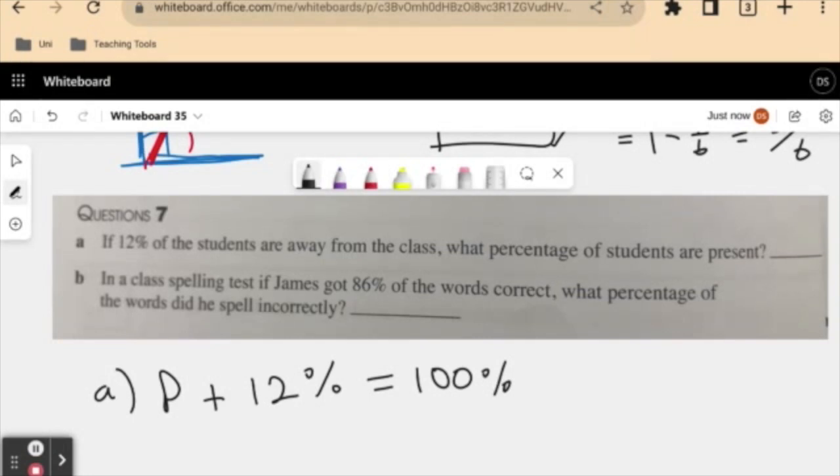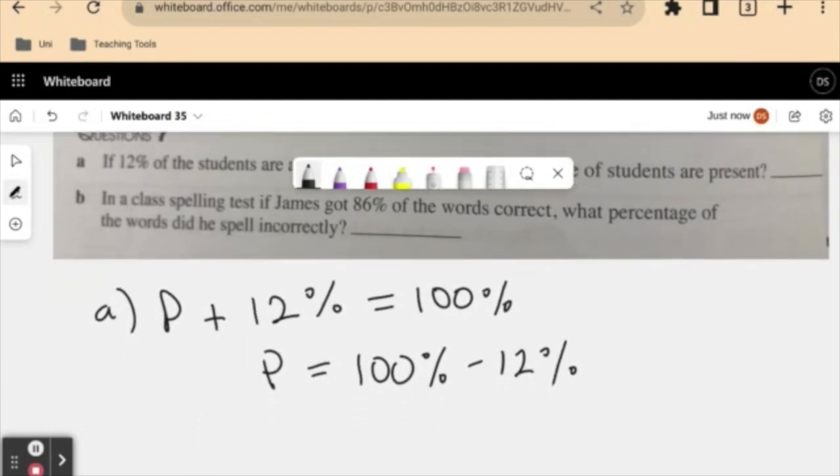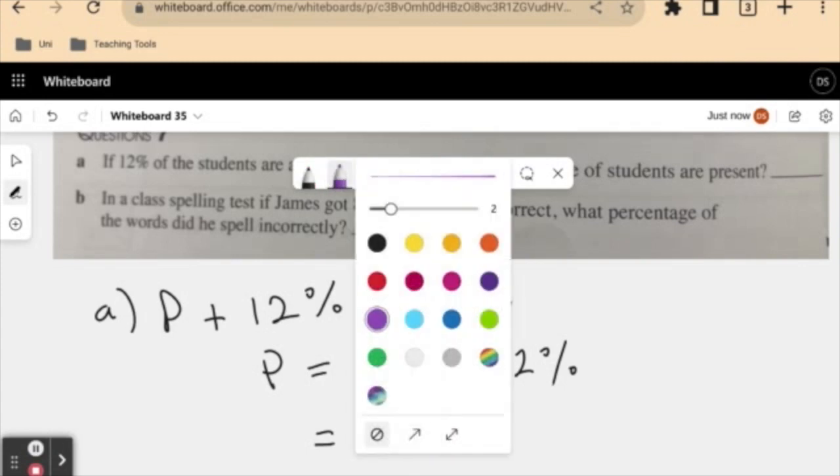Therefore, I can find the percentage of students that are present by saying, well, okay, what number adds to 12 to give 100? And by manipulating our equation, we can also express this as 100% minus 12%. So that gives us that the percentage of students present was 88%. Now, let's look at a second example.